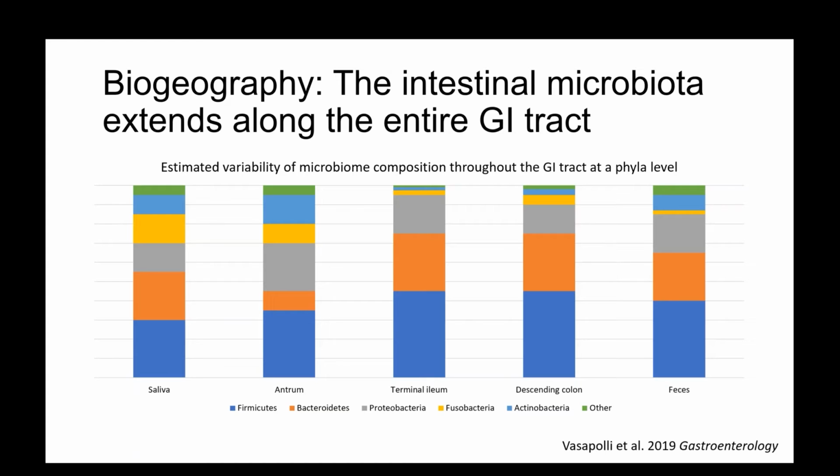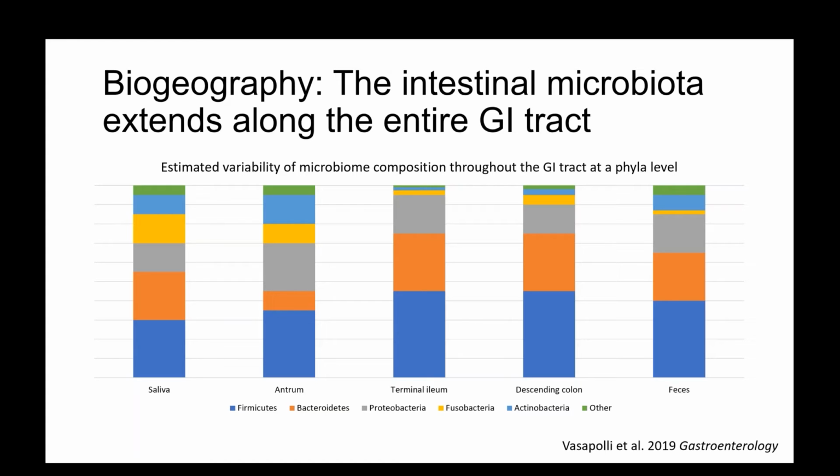This figure is just a rough recreation of some of the findings from this Vasapoli paper. It's meant to simply illustrate that, somewhat obviously, microbiome composition changes throughout the length of the intestine, given that the environments vary.